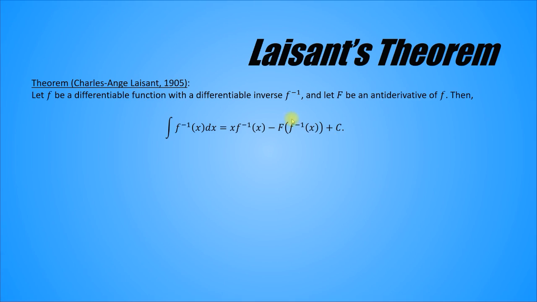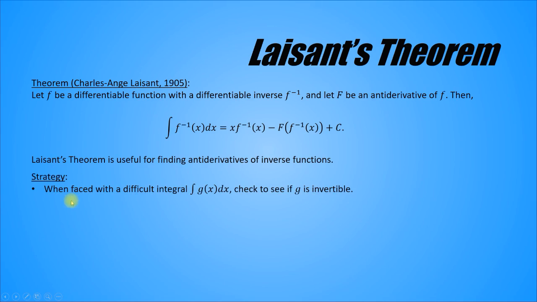Now notice something. On the right side here, the antiderivative of f inverse is never explicitly referred to. The only antiderivative that we see is the antiderivative of f. And this tells us something: namely, that Laisant's theorem is useful for finding antiderivatives of inverse functions, in particular, inverses that are difficult to integrate.